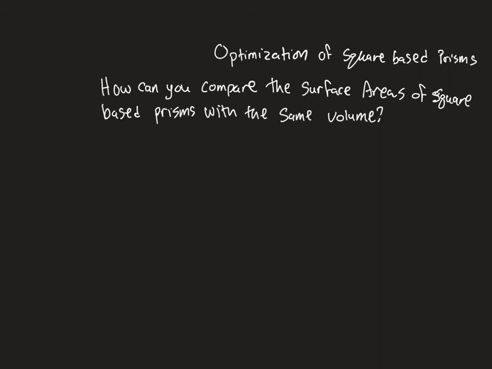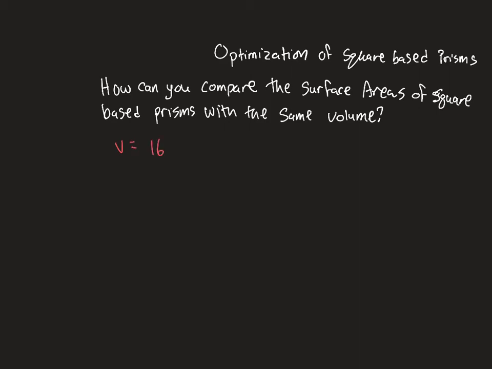So we talked about 2D. Now we're going to move into the realm of the 3D. And in the 3D shapes, I want to start off with a general question here and say, how can you compare the surface areas of square-based prisms with the same volume? Okay, so let's assume volume is equal to 16.